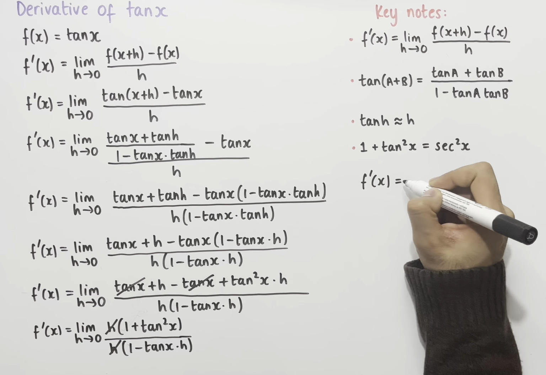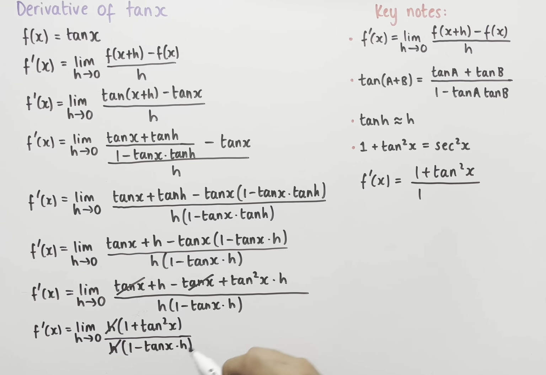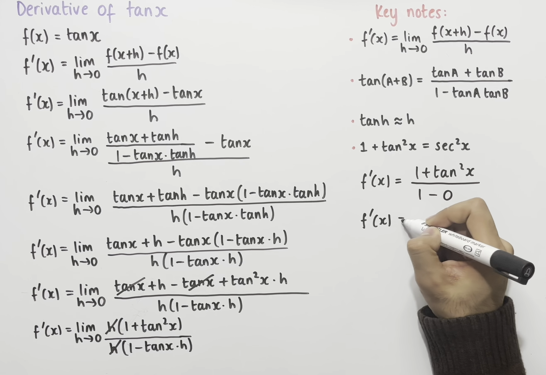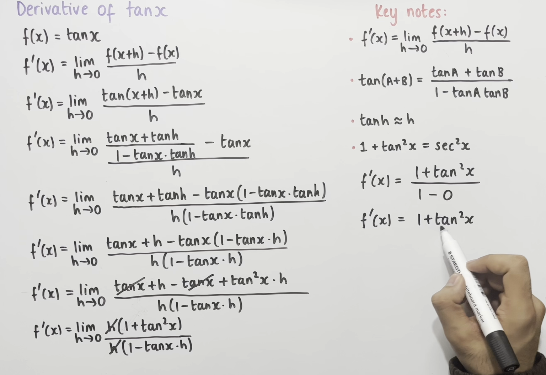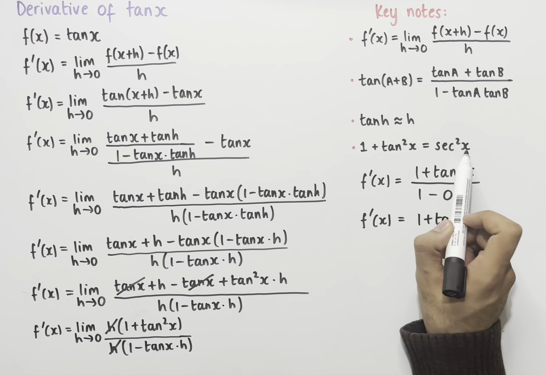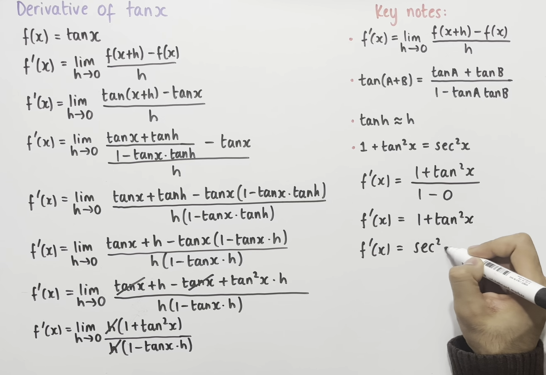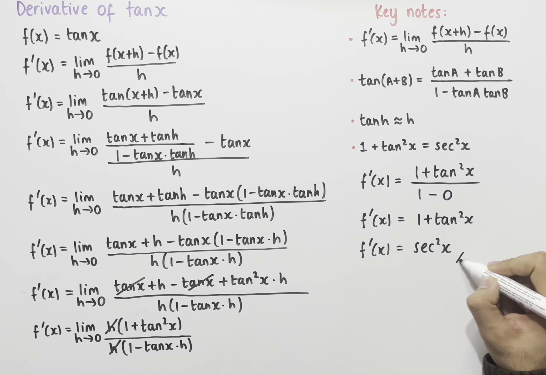Now if we apply the limit as h tends to 0, we end up with f dash of x, which equals 1 plus tan squared x all over 1, and now we have tan x times 0, which is 0, and so we're subtracting 0. This simplifies to f dash of x, which equals 1 plus tan squared x. 1 minus 0 is 1, and then divided by 1 leaves us with 1 plus tan squared x. And now finally, we know that 1 plus tan squared x equals sec squared x, so f dash of x equals sec squared x. And therefore the derivative of tan x is equal to sec squared x.